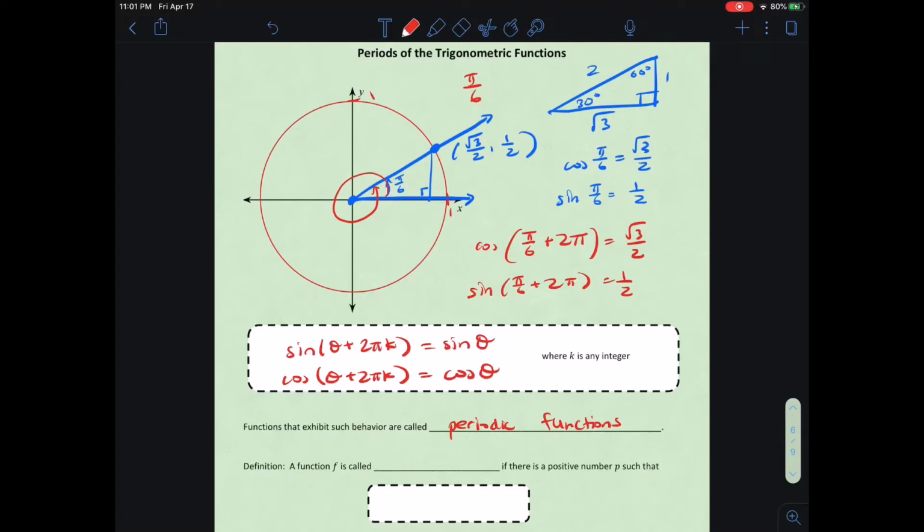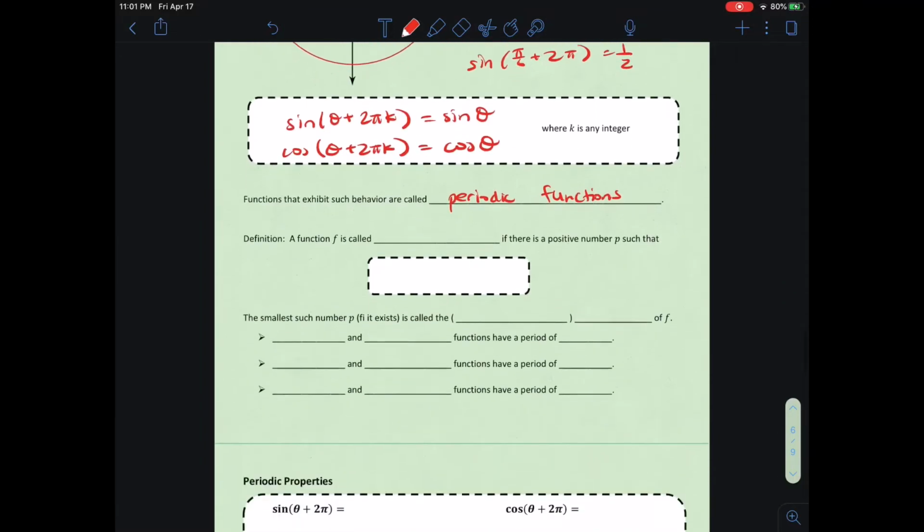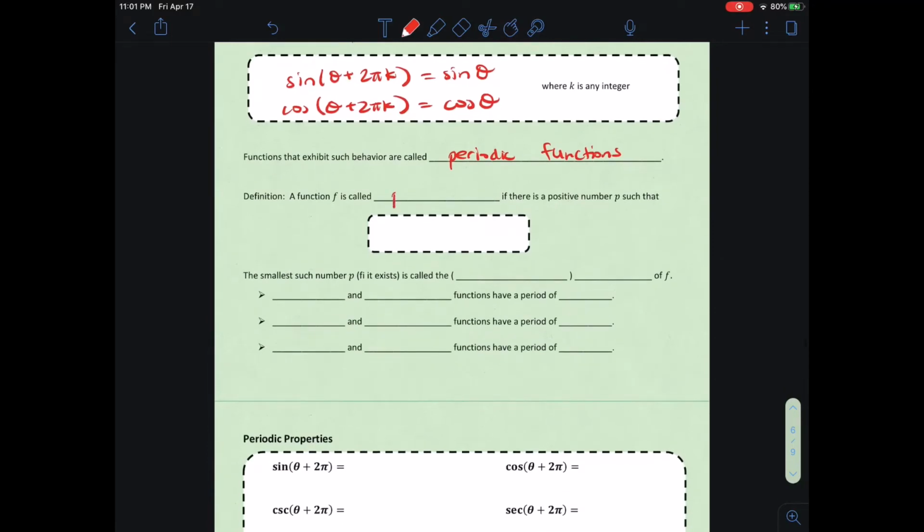Let's define what a periodic function is. So a function f is called periodic if there is a positive number p such that f of theta plus p equals f of theta. So we're going to use this idea, but where f is going to be our trig functions. Now the smallest such number p, if it exists, right, is what we call the fundamental period. But we'll just call it the period of f.